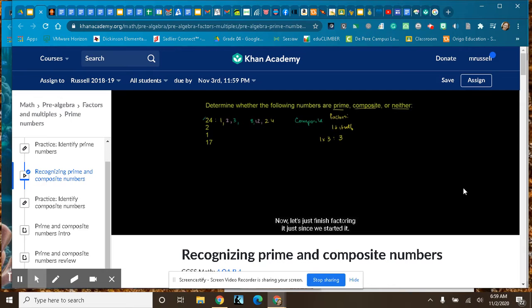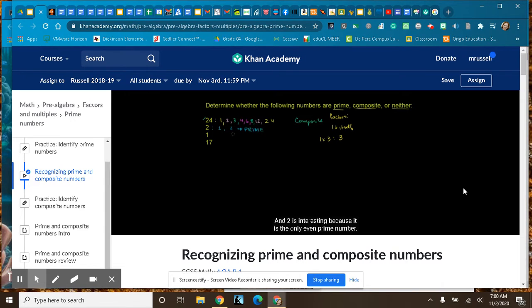Now, let's just finish factoring it since we started it. It's also divisible by 4, and 4 times 6 is also 24. So these are all of the factors of 24, clearly more than just 1 and 24. Now let's think about 2. The non-zero whole numbers that are divisible into 2: 1 times 2 definitely works, 1 and 2. But there really aren't any others. And so it only has two factors, 1 and itself, and that's the definition of a prime number. So 2 is prime.